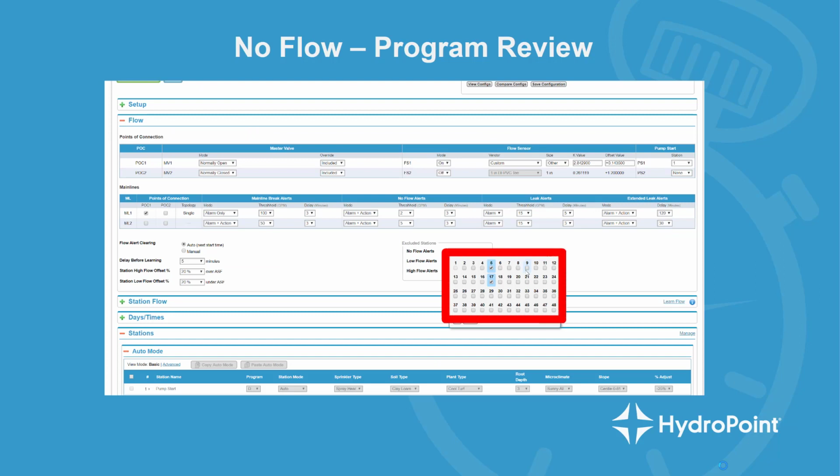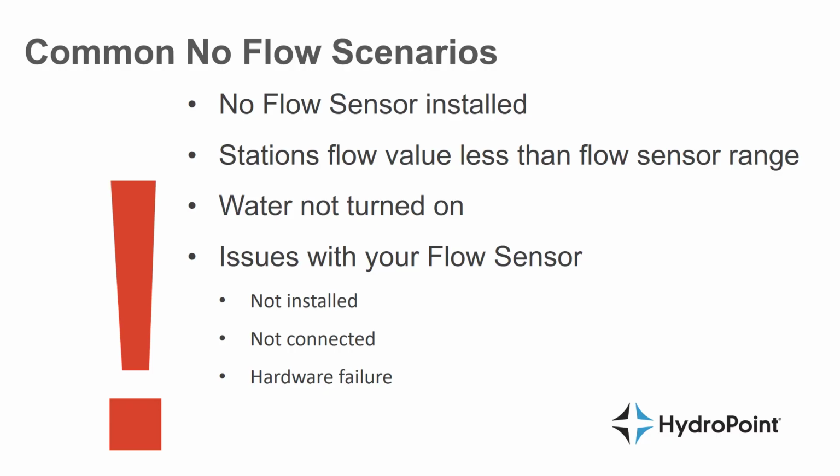So to eliminate false alerts, any station that measures less than the no flow threshold should be excluded from no flow alert monitoring. So if you're troubleshooting a no flow alert, the most common scenarios include a system that doesn't have a flow sensor and flow features have accidentally been turned on, or if the controller has been programmed, it's very common to forget to exclude the low flow stations from monitoring and get repeated no flow alerts.